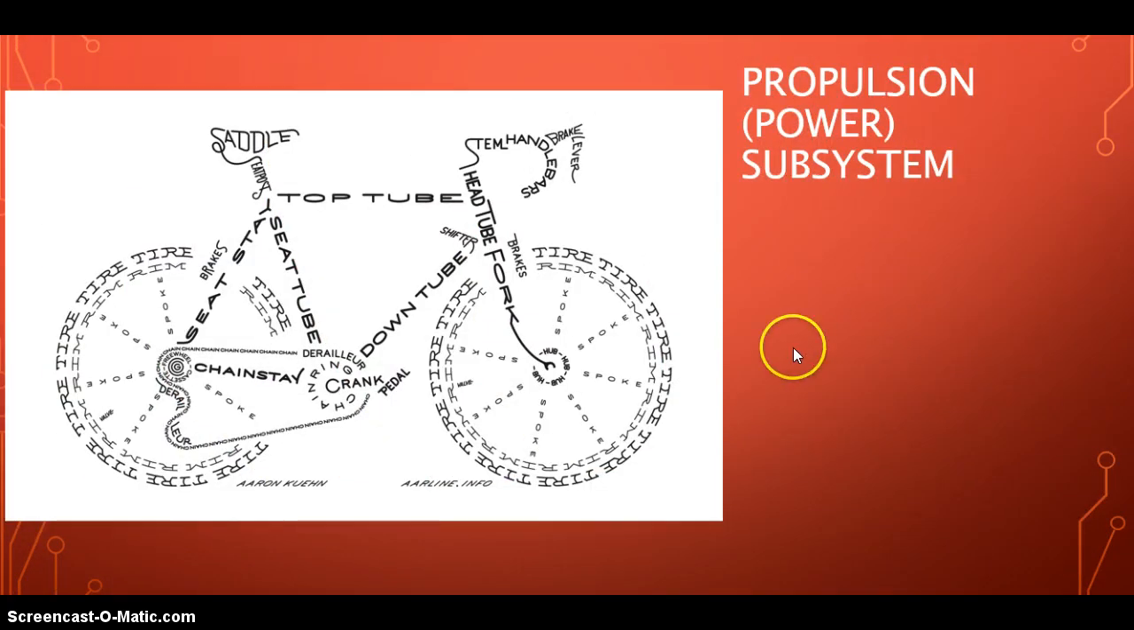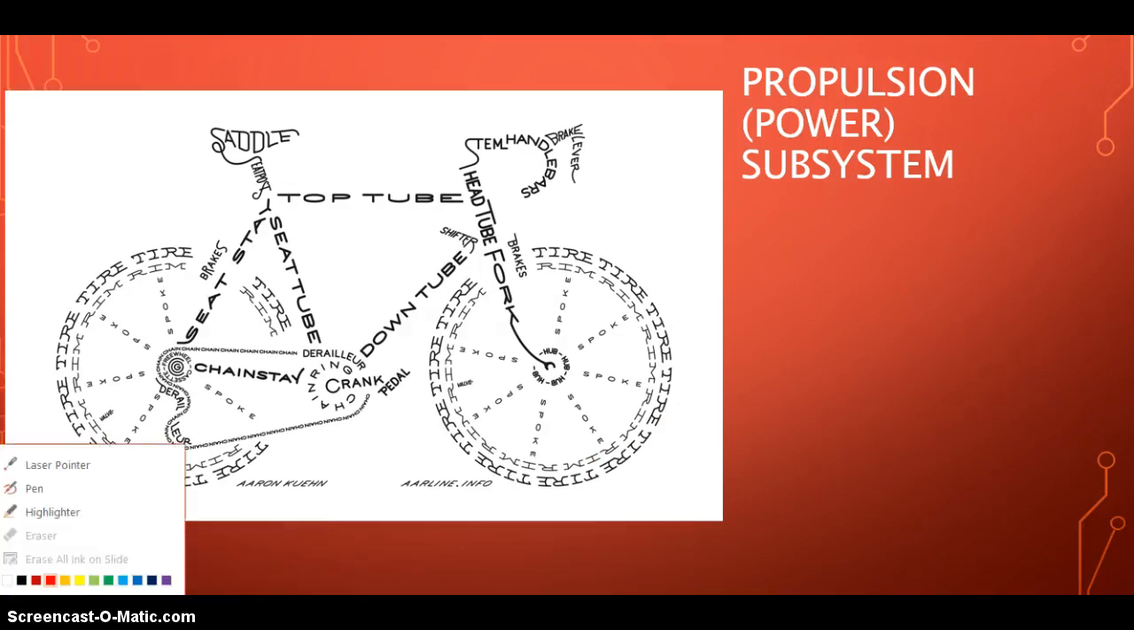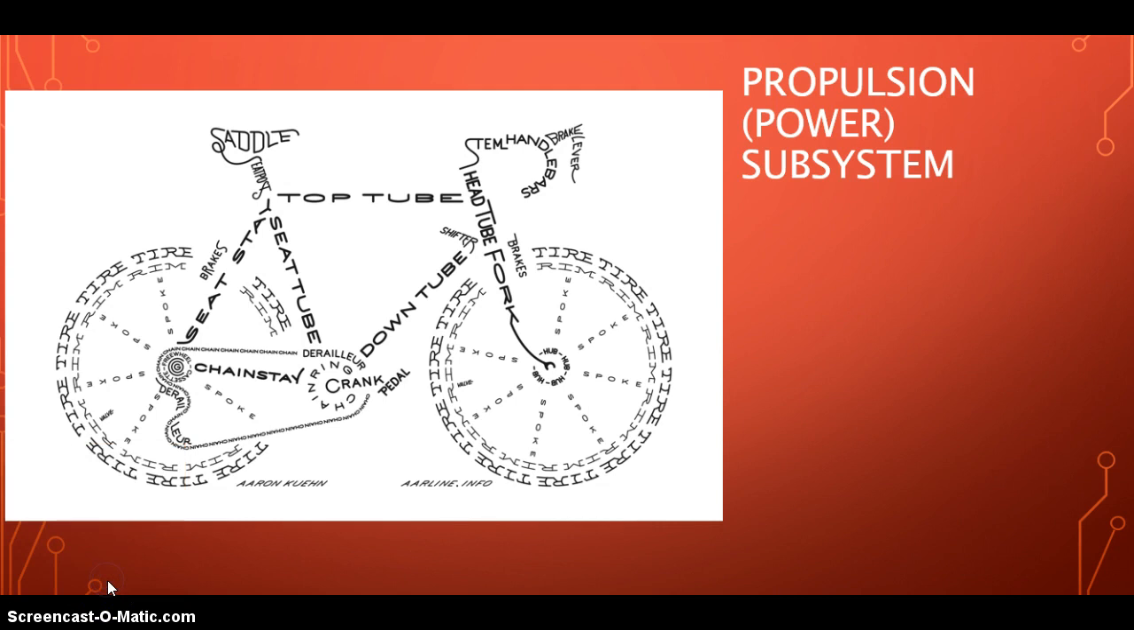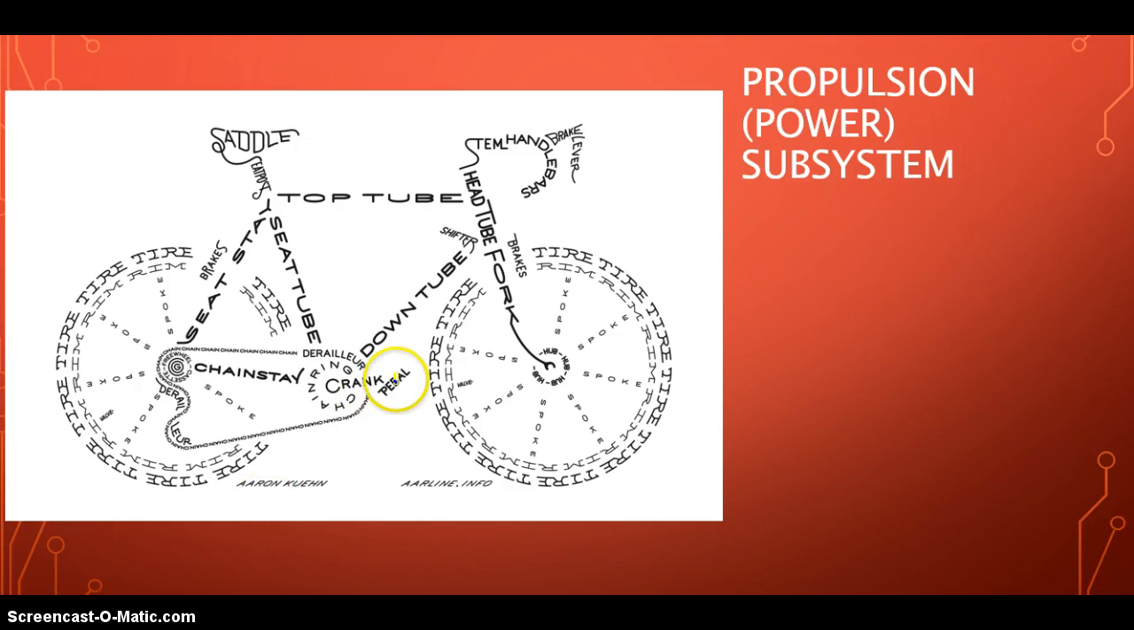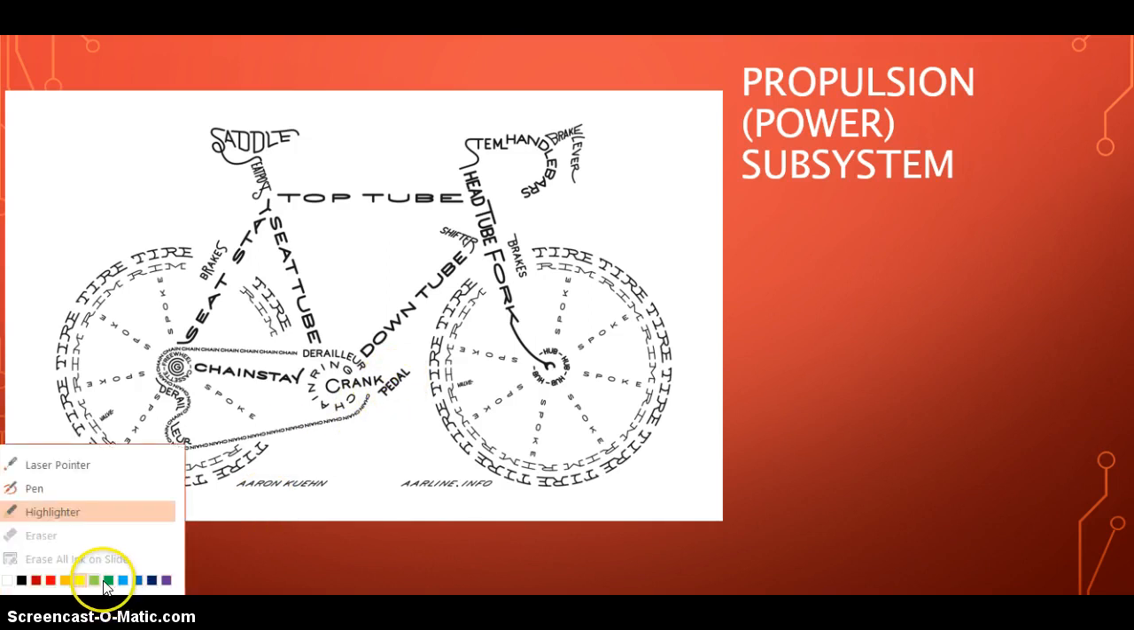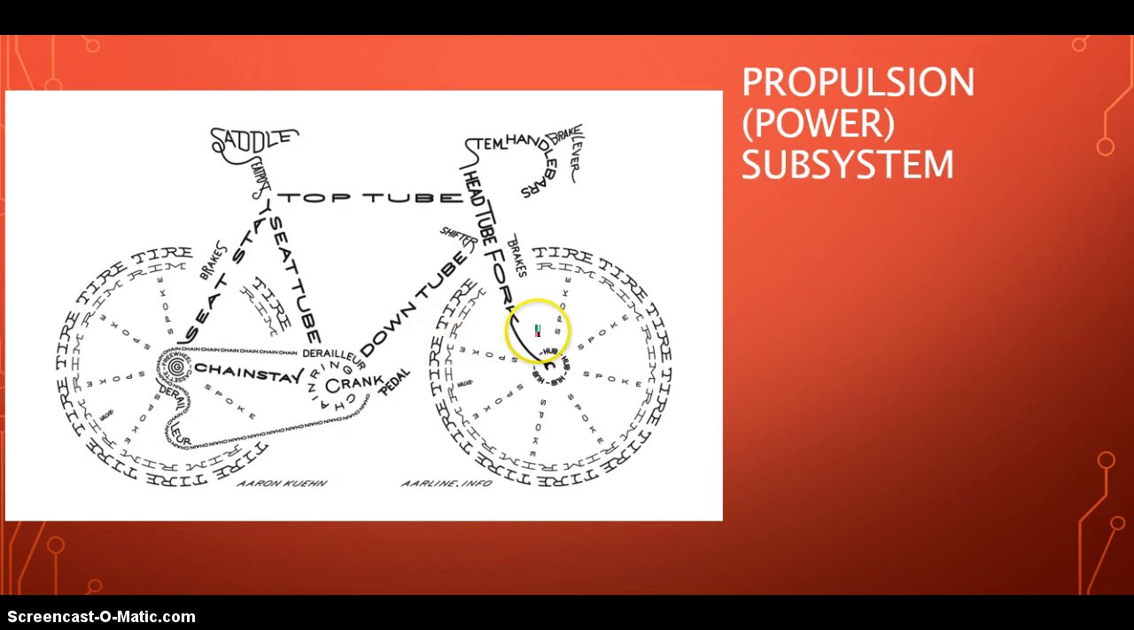So let's start with the propulsion subsystem, and I'm going to try to see if I can get a highlighter here to help us outline how this is going to go. Give me a second. Here we go. Here's my highlighter. All right, so let's use green. We'll use a green highlighter for power because green means go, right? All right, so here we go.